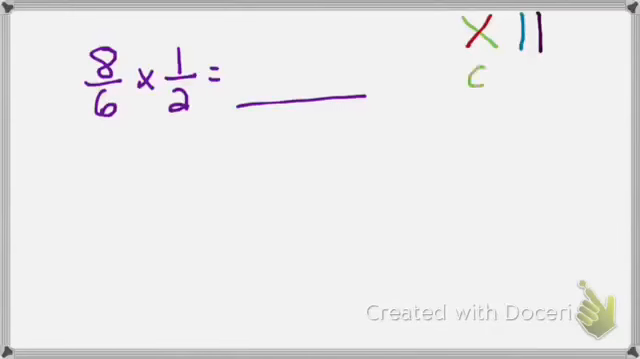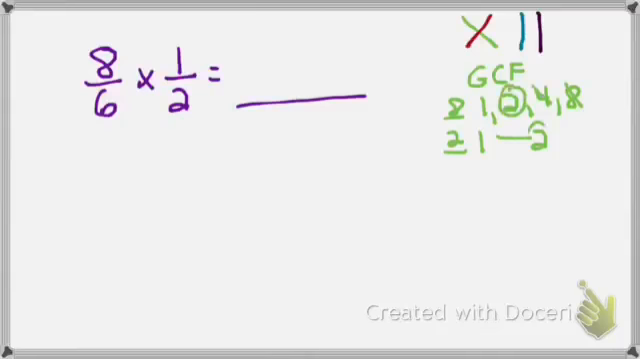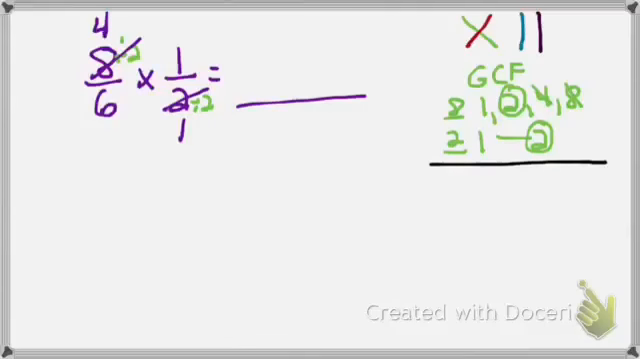So I'm going to use my X11 strategy, and I'm going to find my GCF for the green part of my X, which is 8 and 2. Factors of 8 are 1 and 8, 2 and 4. 3 doesn't work, so I'm done. Factors of 2 are 1 and 2, and I'm done. I don't see an 8, I don't see a 4, but I do see a 2, so I will divide both of these by 2. Now I'm going to go ahead and do the math. 8 divided by 2 is 4. 2 divided by 2 is 1.